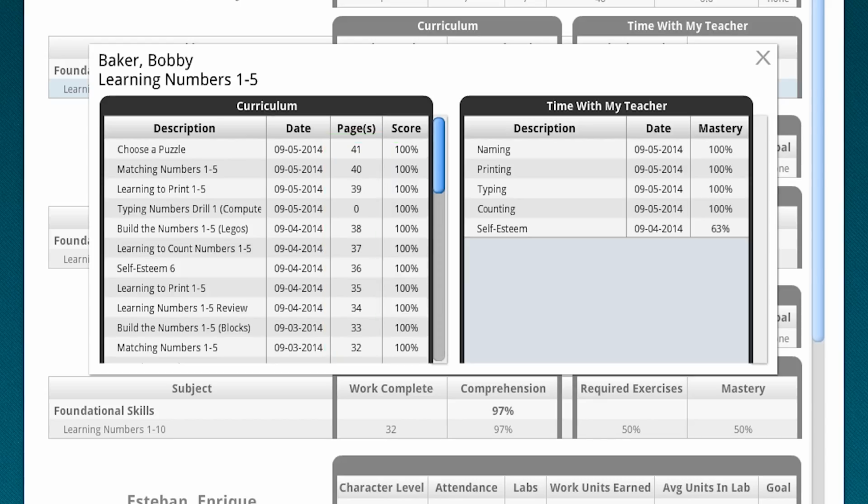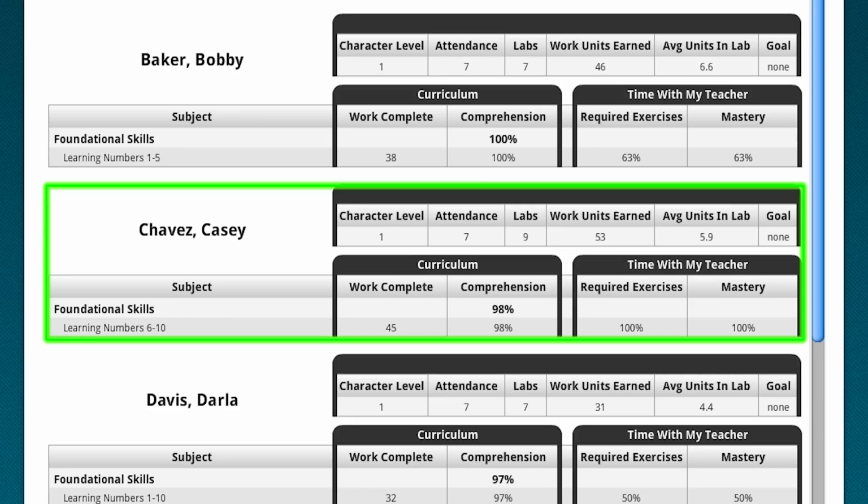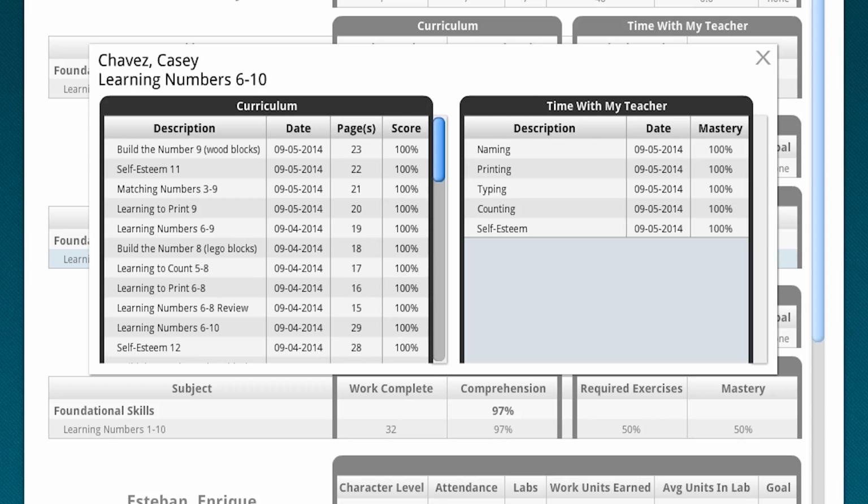And it shows exactly the same thing in Time with My Teacher for naming, for printing, for typing, for counting, and the self-esteem exercises. They're all there for you to be able to view and see exactly where the student is at on each one of the areas. Casey Chavez is working on numbers 6 to 10. You can see exactly what he's done.